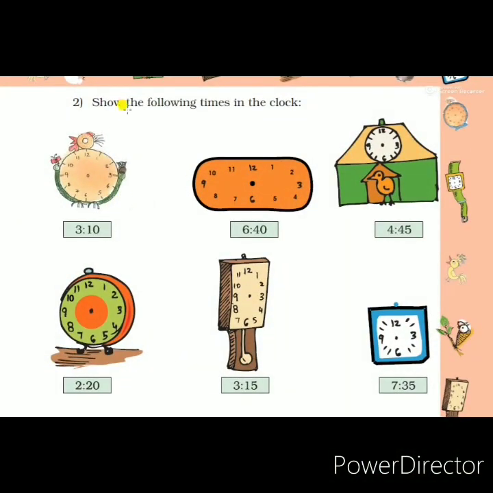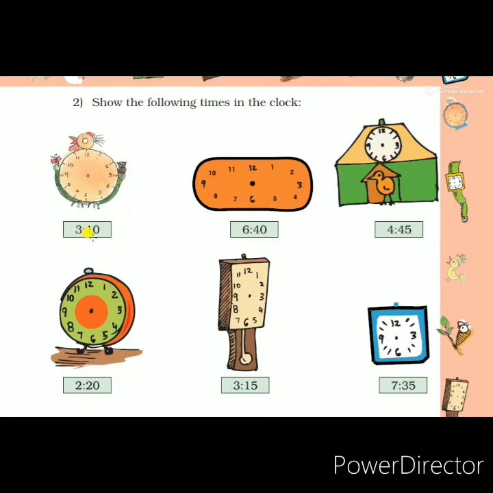Students, in this topic we have given some clocks and asked to show the following times on the clock. In the first clock we have been asked to show the time 3:10, 3 hours and 10 minutes. Yesterday I explained how to calculate the time. If you understood that, it is very easy to show the time on this clock. 3 means 3 hours. The next number shows the minutes. The first number is hours and the second number is minutes. That means 3 hours and 10 minutes.